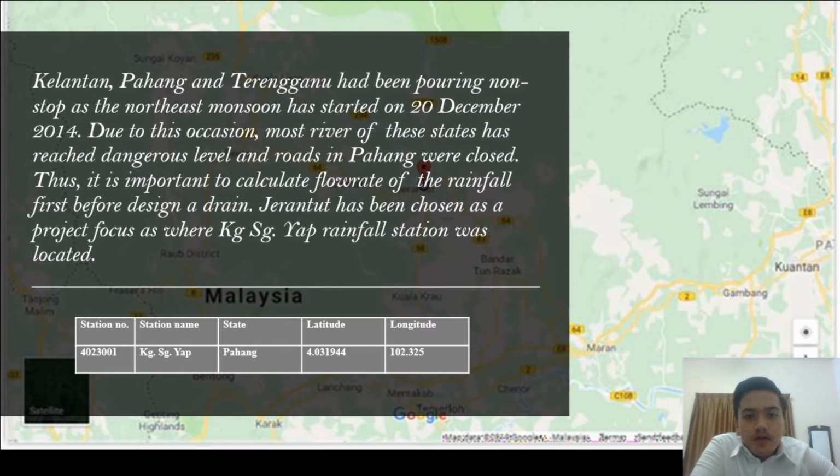Kelantan, Pahang and Terengganu had been pouring non-stop as the northeast monsoon started on 20 December 2014. Due to this occasion, most rivers of these states reached a dangerous level and roads in Pahang were closed. Thus, it is important to calculate the flow rate of the rainfall first before designing a drain. Jerantut has been chosen as the project focus as the Kampung Sungai Yap rainfall station is located there.